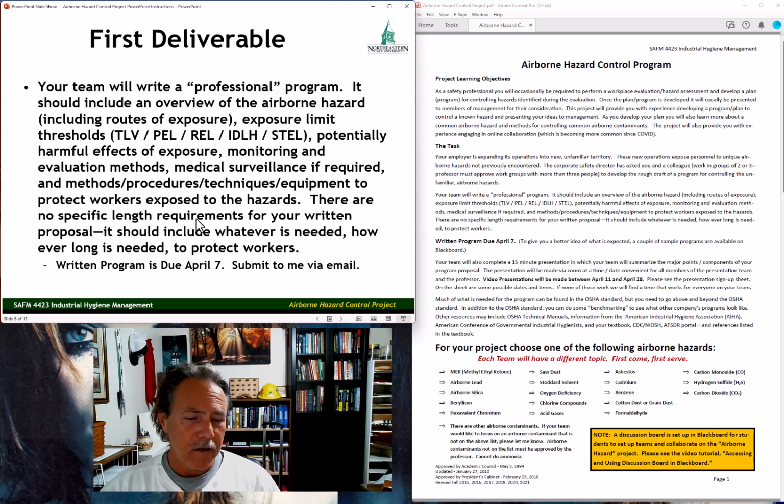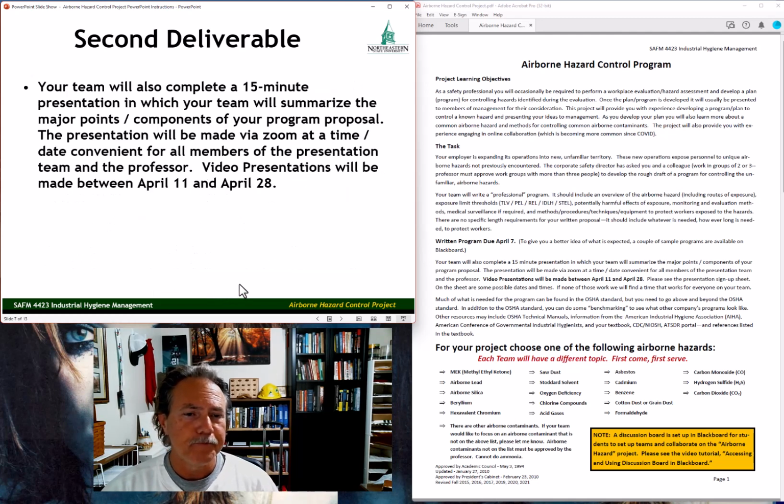It has to be professional. It has to be an effective program. And it can take however many pages are needed for that. In the real world, you're not given page requirements for the tasks that you're assigned. Now, this written program will be due April 7th. And when your team is finished with this written program, you will submit it to me via email.